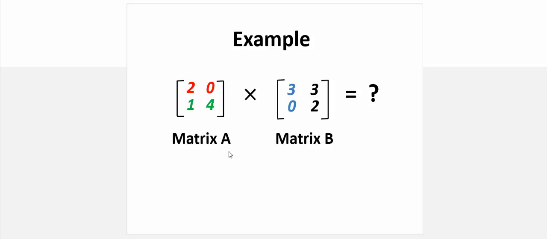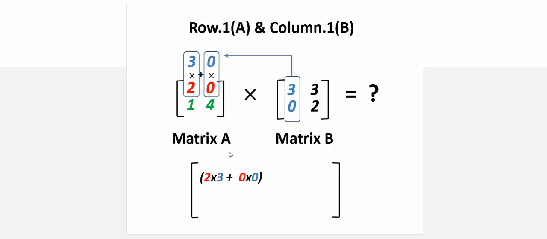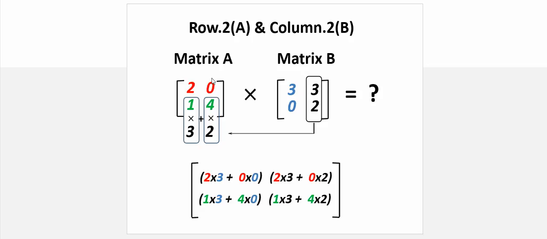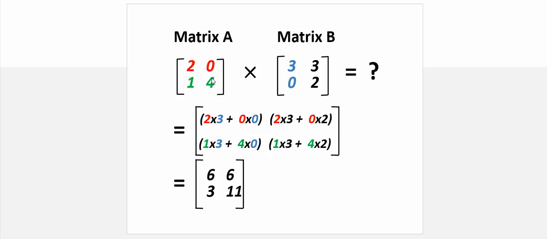Let's look at an example. In this case, we have 3 by 2 plus 0 by 0 as our first element of the product. In our second element, we've got 3 by 2 and 2 by 0. Third, we take the bottom row of matrix A, 3 by 1 and 4 by 0. And then finally, we take the second column of matrix B against the second row of matrix A, 1 by 3 and 4 by 2. And that gives us our answer.